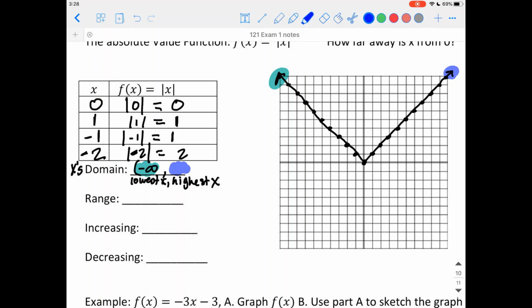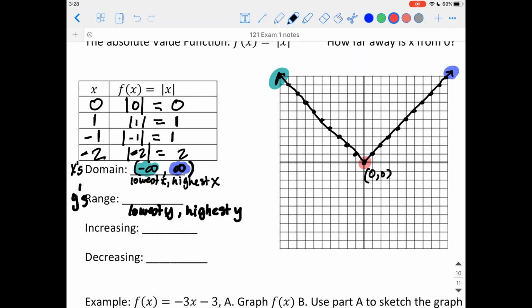Forever right, so that's going to be +infinity with a parentheses. Our range are our y's. So it's going to be the lowest y, comma, the highest y. So our lowest y is going to be the y value at this point. So the y value, so this point is 0, 0.